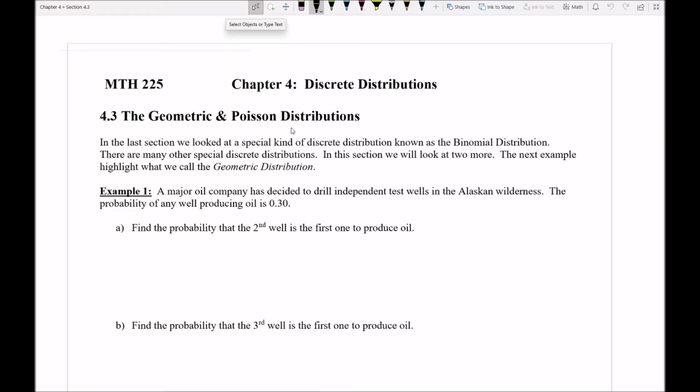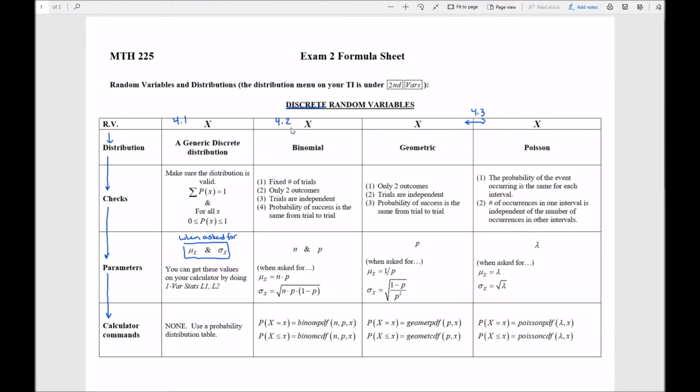In the last section, we took a look at a special kind of discrete distribution known as the binomial distribution. And there are many other types of special discrete distributions, in fact, even more than what exists on our formula sheet. Remember, the front side of our formula sheet covers a generic discrete distribution, the binomial, and two more discrete distributions that we'll talk about in this section, the geometric and the Poisson.